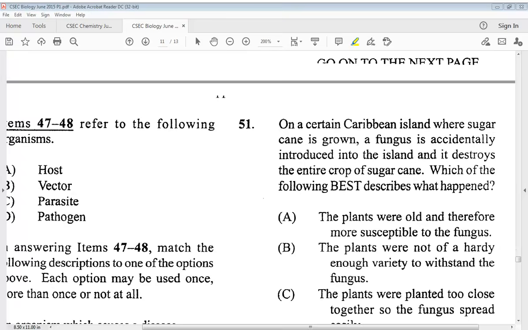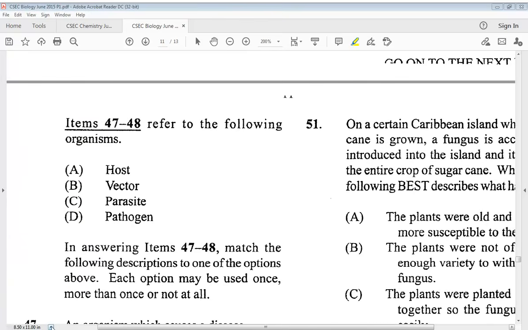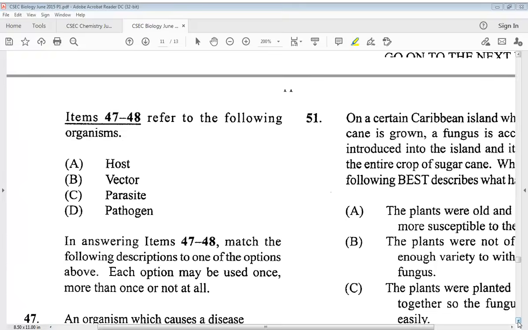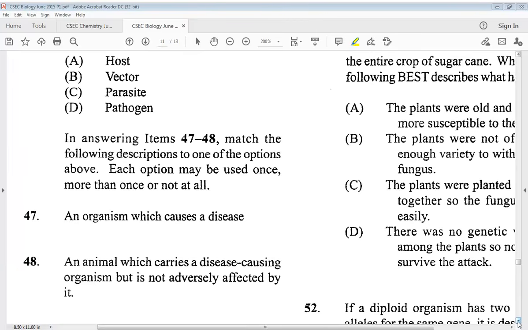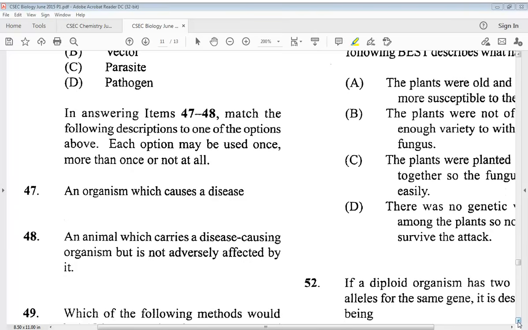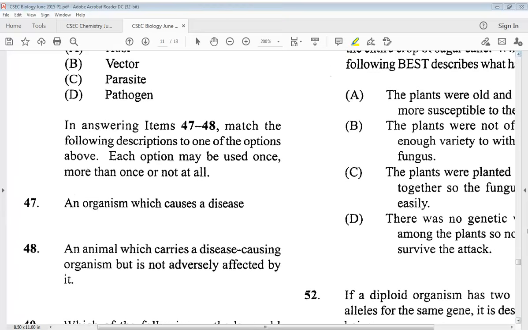47. So items 47 to 48 refer to the following organisms. So A, host, B, vector, C, parasite, D, pathogen. So in answering items 47 to 48, match the following descriptions to one of the options above. Each option may be used once, more than once, or not at all. 47. An organism which causes a disease. So that's D, pathogen. 48. An animal which carries a disease-causing organism but is not adversely affected by it. The answer is B, vector.